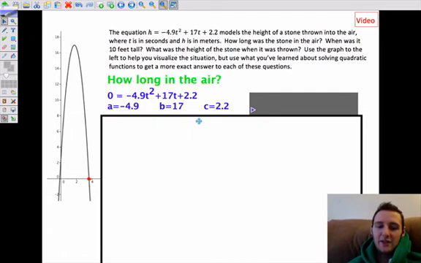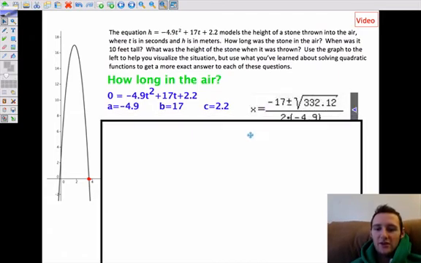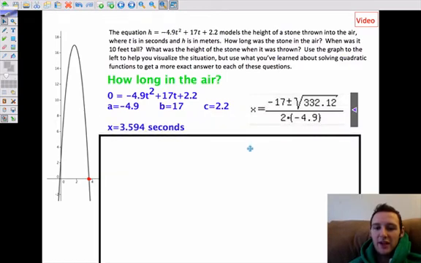Identify your a, b, and c, plug them into the quadratic formula, and obviously you'll get two answers, but one of your answers will be back here at like negative 0.2 seconds or something. Obviously we're only interested in the positive answer. The positive answer gave us about 3.59 seconds, if you find that as a decimal. So the stone is in the air about 3.59 seconds. And that agrees with what we had estimated from the graph. That looks like it might be about 3.6.